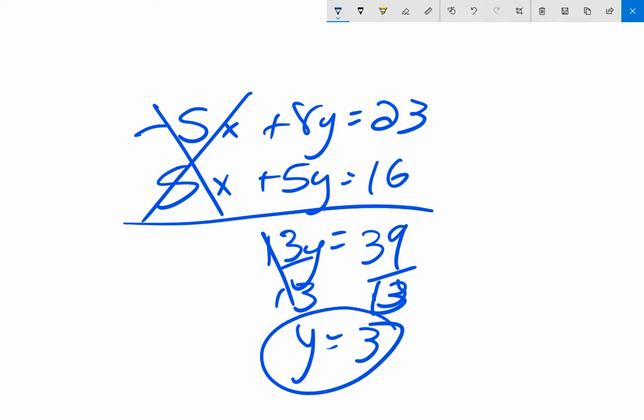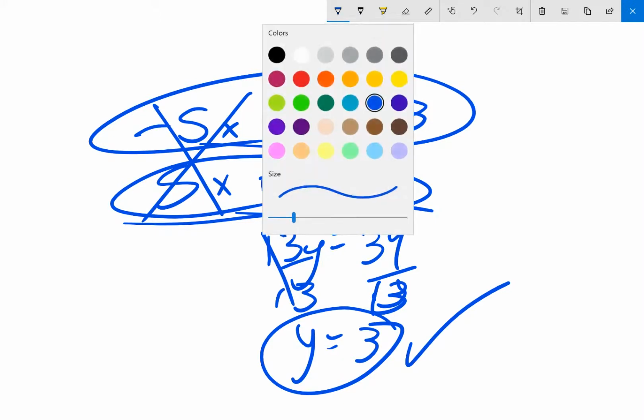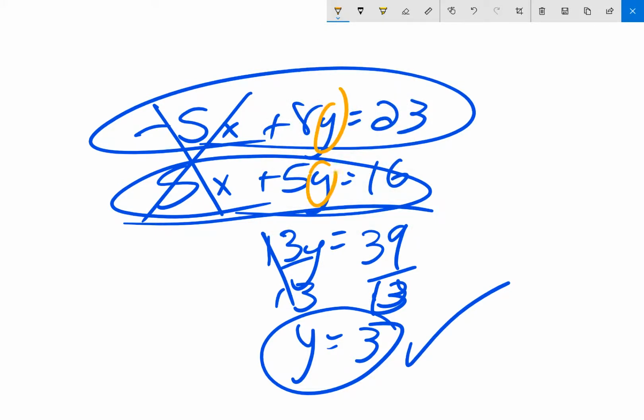So y equals 3 is already part of my answer, so I would look to see if I have that in any of my answer choices. And also, if you want to find the x value, if you have the y value, but you need to find the x, then plug this y in to either function. Plug the y in here or here.